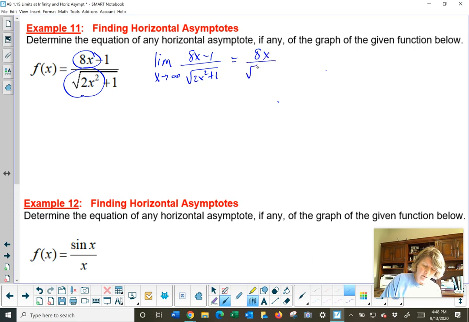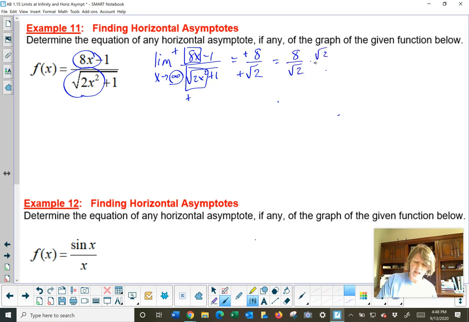8x over square root of 2 x. Now, would it be positive? If I'm headed to positive infinity, this would be a positive, and this term would be positive. So positive divided by positive is definitely going to be positive. So I can get 8 over square root 2. You can rationalize that if you love rationalizing things, go for it. In the AP world, you don't have to rationalize the denominator. All right, so we definitely have a y equals 4 square root 2 horizontal asymptote.